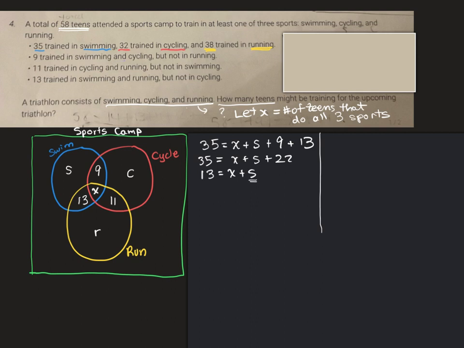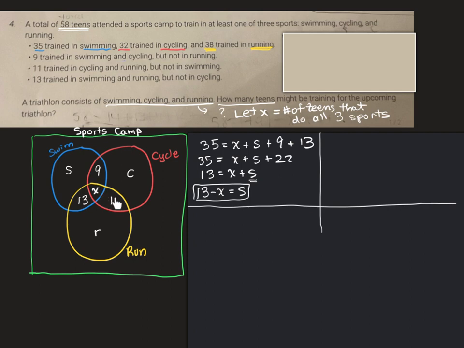So I'm going to subtract X from both sides. So 13 minus X equals S. Okay, that's one equation.